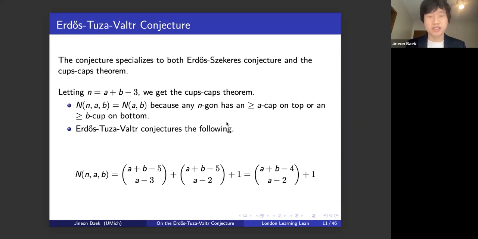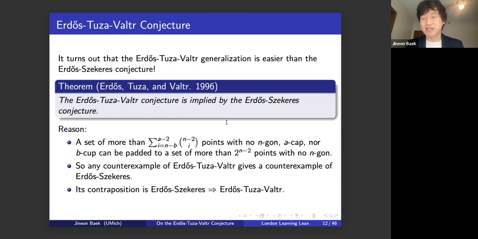Okay, so we have seen that Erdős-Tuza-Valtr is a generalization of both. But here's an interesting part. It turns out that the generalization is also implied by the Erdős-Szekeres conjecture. It's supposed to be a generalization, but it is also implied by the original conjecture as well. So they are equivalent, and it is their result, Erdős-Tuza-Valtr, that they suggested the same conjecture.